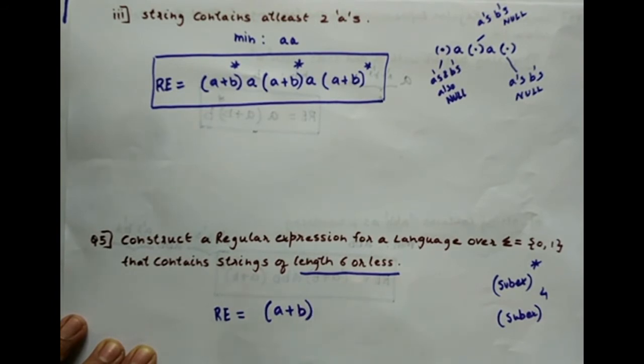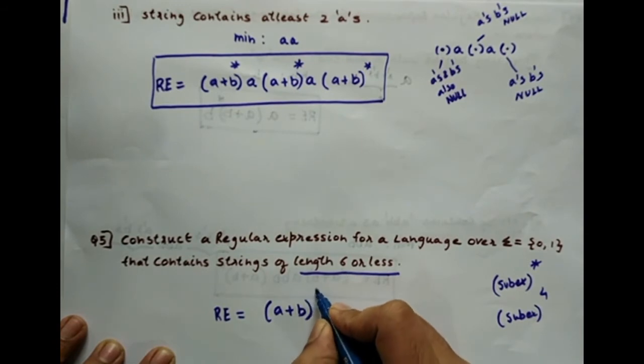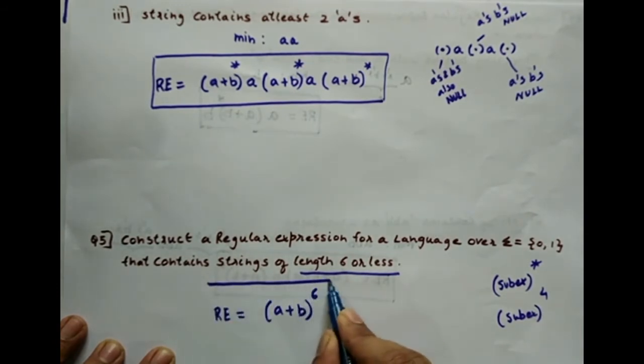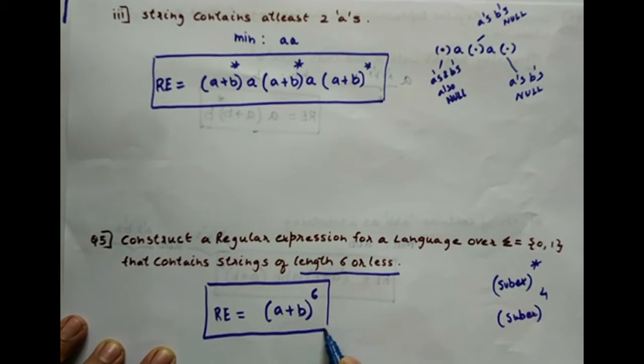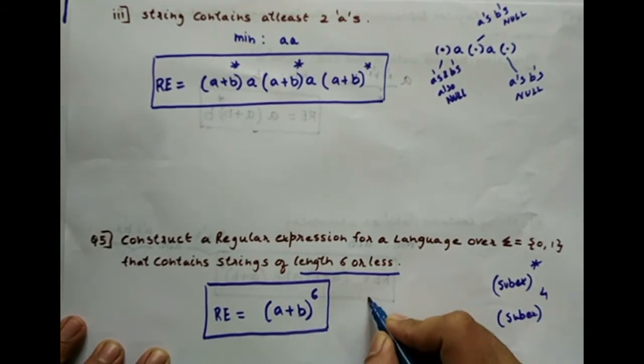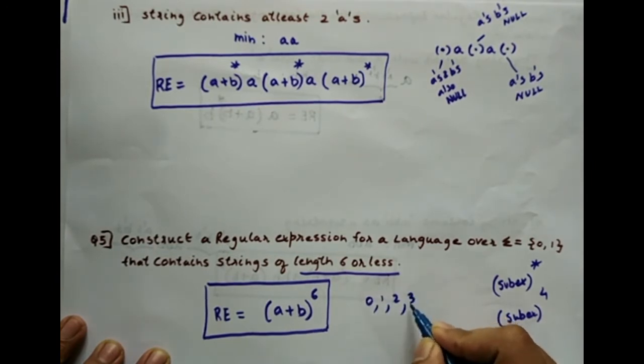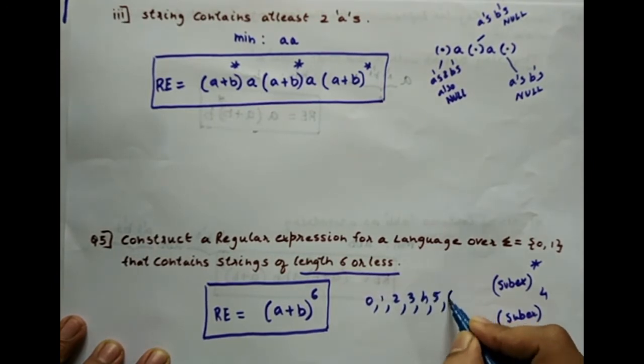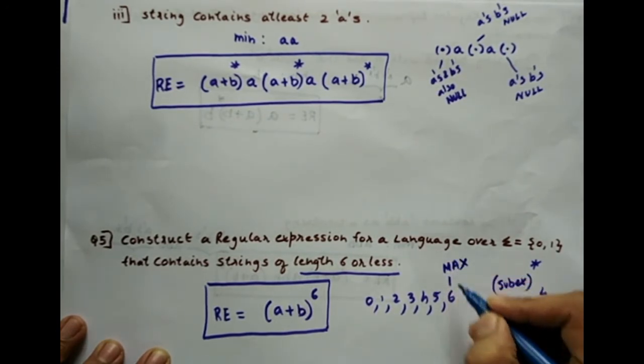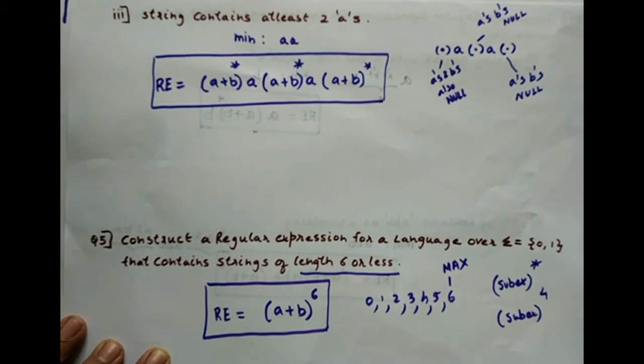First it is any combination of A's and B's. But should I write star on top? No, because maximum length is 6. I will write 6. So instead of star, when you write any number on top of a sub expression, it simply means that sub expression does not repeat 6 times exactly. It means that sub expression can be repeated 0 times, 1 times, 2 times, 3 times, 4 times, 5 times and 6 times, but not more than 6. So 6 is max. Okay, so this is how we solve this problem.